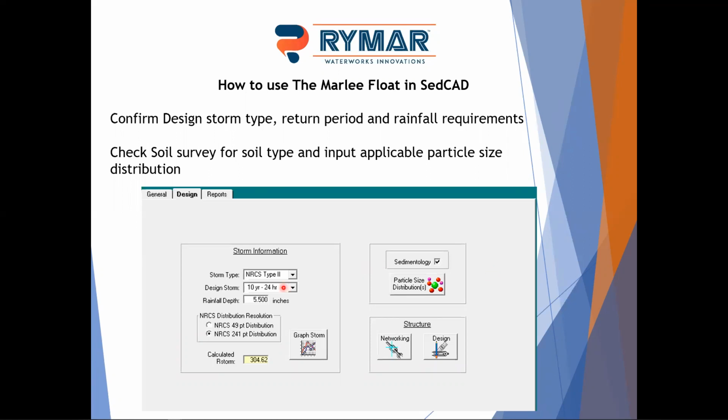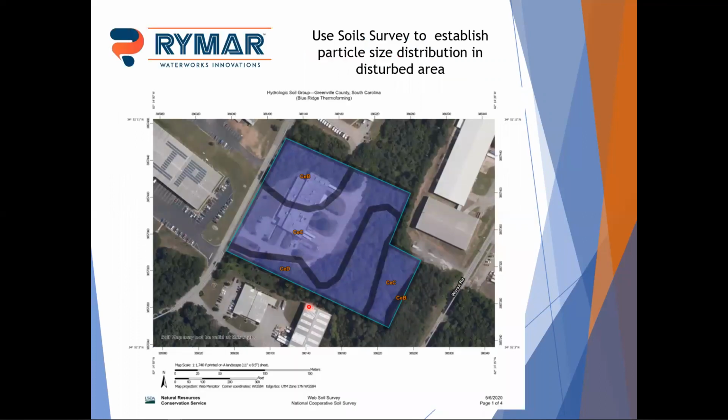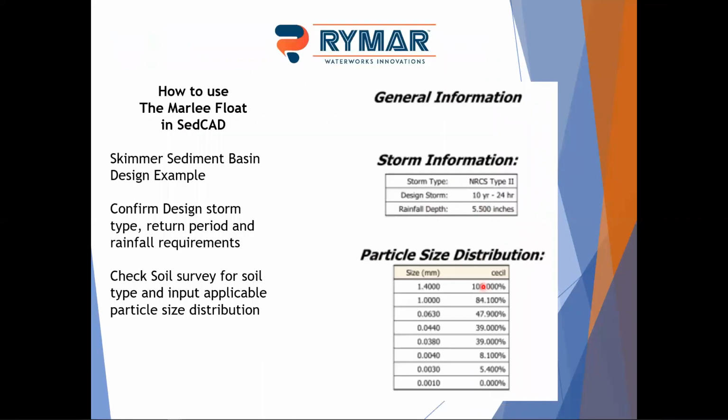So for us, we have a type 2 storm. Local regs are a 10-year, 24-hour storm event for sediment basin design, and our rainfall for the 10-year, 24-hour storm is 5.5 inches. We've got to input our soil particle size. On this site it's CE, Cecil. Pretty much the entire site is Cecil, either B or C soils. Especially all the disturbed area here is actually a Cecil D soil. So we based our particle size distribution on our Cecil soil profile.